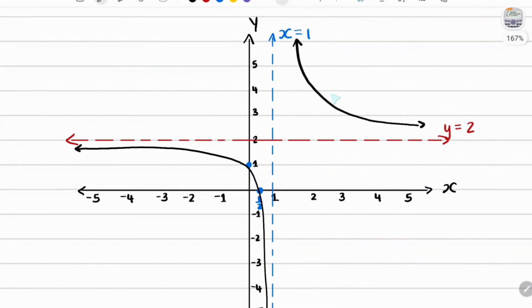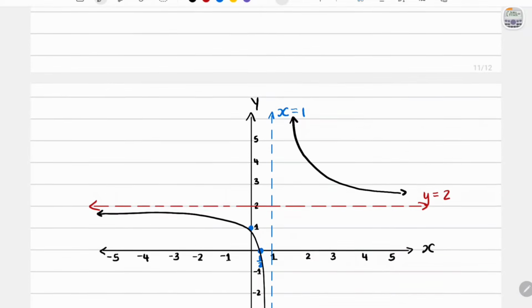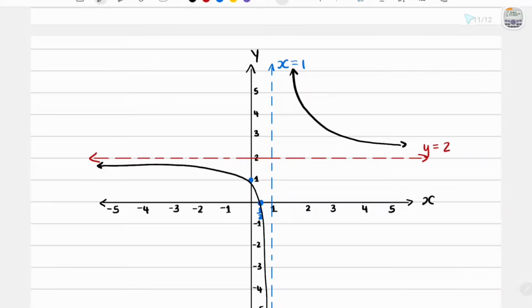If you like, you can go ahead and find another point on the graph. That would also be helpful, but it's fine like that because the most important points are there and the shape is there. Okay, so that is our graph. Moving on to the next question.